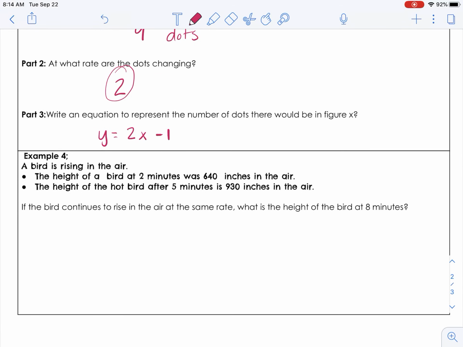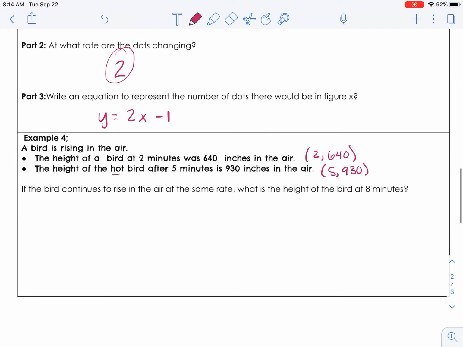All right, the last problem we're going to look at is example 4. It says the bird is rising in the air. The height of the bird at 2 minutes was 640. So I'm going to make a little point there. The height of the bird after 5 minutes was 930. So there's another point for us. It says the bird continues to rise in the air at the same rate. What is the height of the bird after 8 minutes?